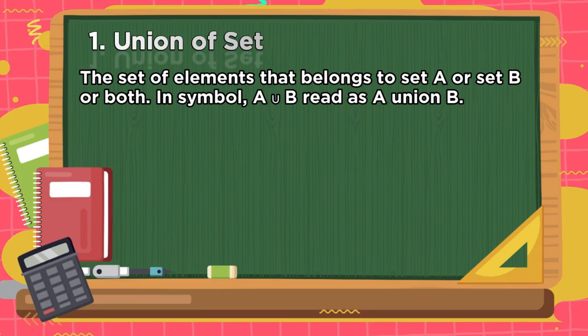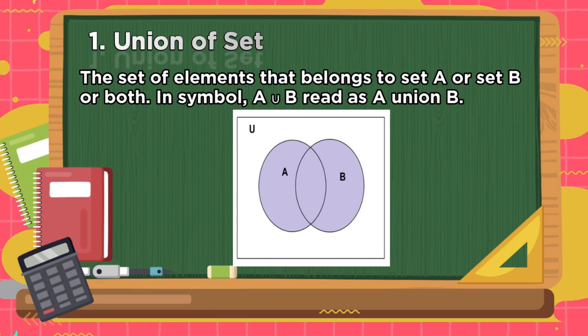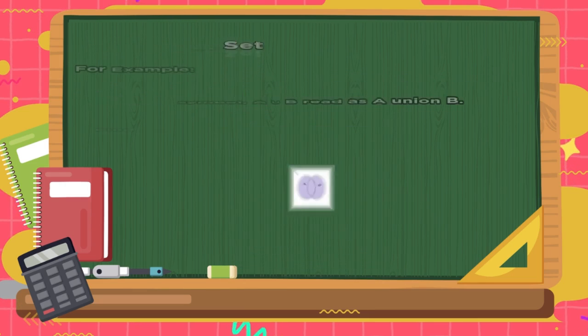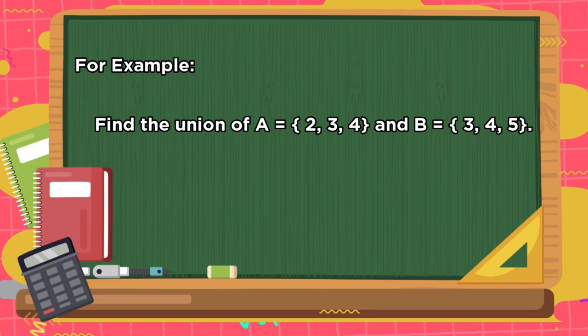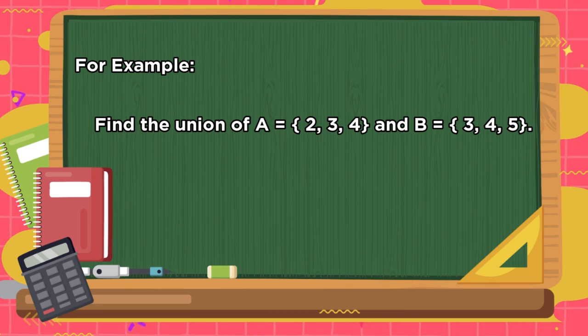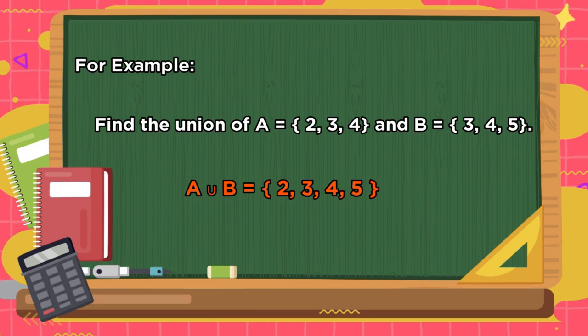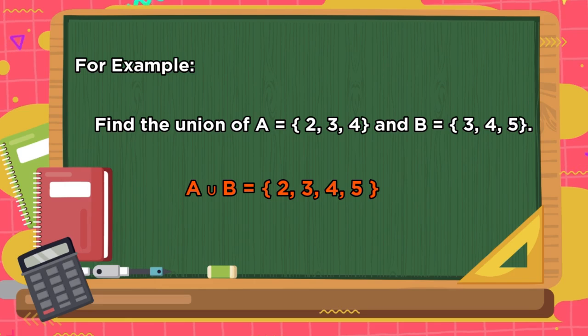In the Venn diagram, you can see that the violet shaded region is the union of set A and set B. So pag sinabi natin union, ang ibig sabihin nun ay pagsasamahin natin yung 2 or more sets. For example, find the union of set A which contains the elements 2, 3, 4 and set B which contains the elements 3, 4, 5. So, pagsasamahin natin, so we have 2, 3, 4, and 5. Remember, hindi dapat inuulit yung the same element. So, hindi uulitin yung 4.